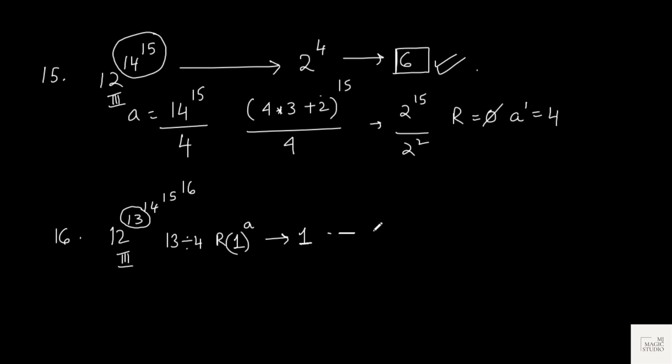2 belongs to type 3. So the last digit of the entire expression would be 2 to the power 1. And that will end with 2. Bingo. Now we'll move on to a different set of questions.